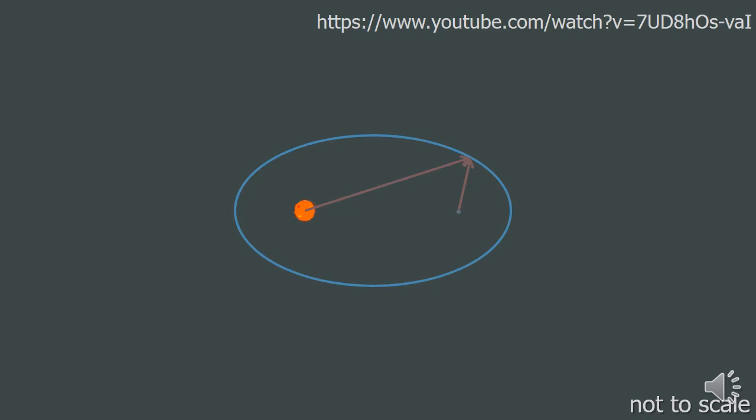The first law of planetary motion means that the orbit of each planet is an ellipse, not a circle, and the Sun lies at one of the two foci, a point where the string is fixed.